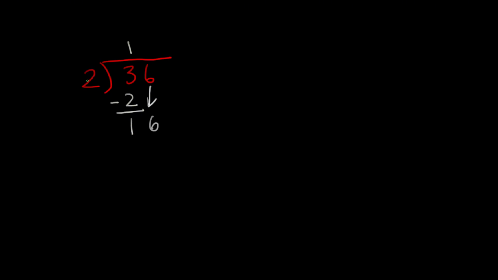Then we want to think, how many times does 2 go into 16? So that goes into 16 8 times. 2 times 8 is 16. So we get a remainder of 0.